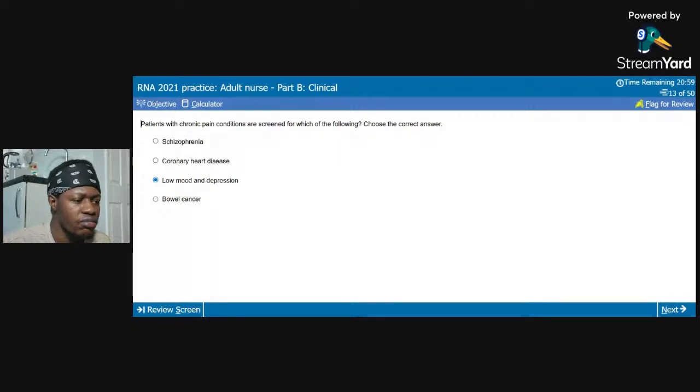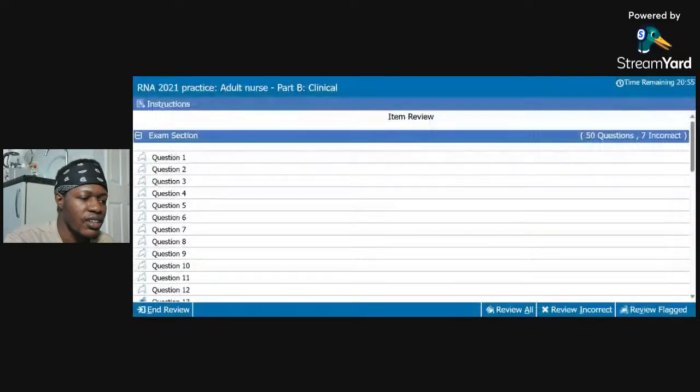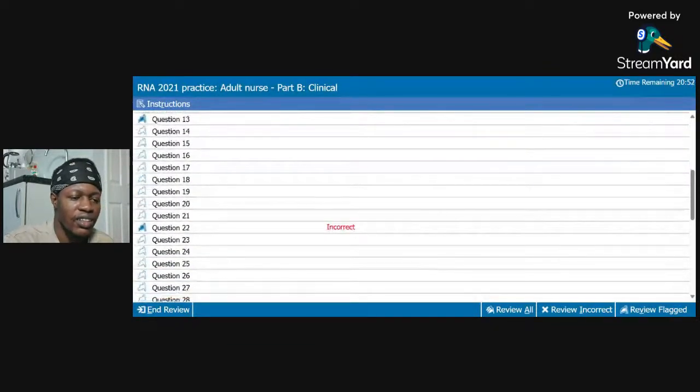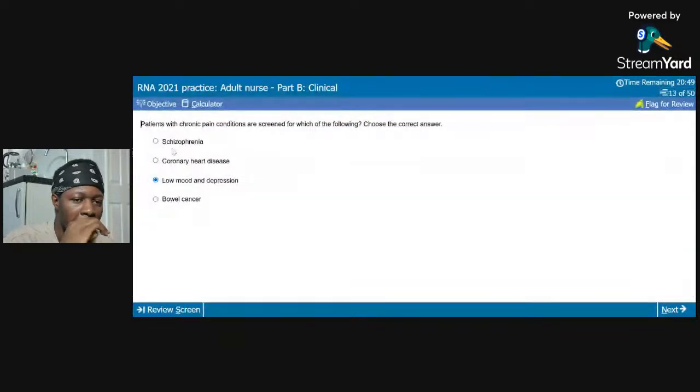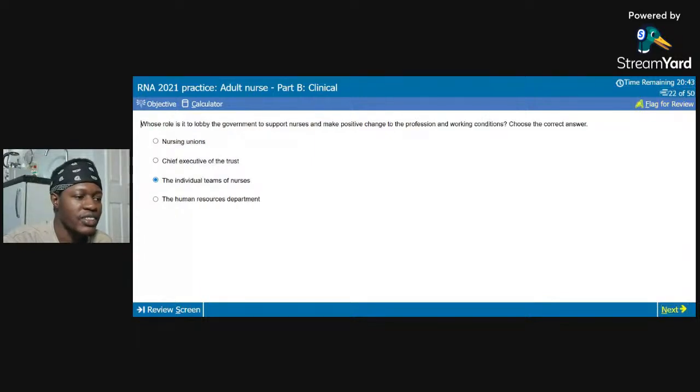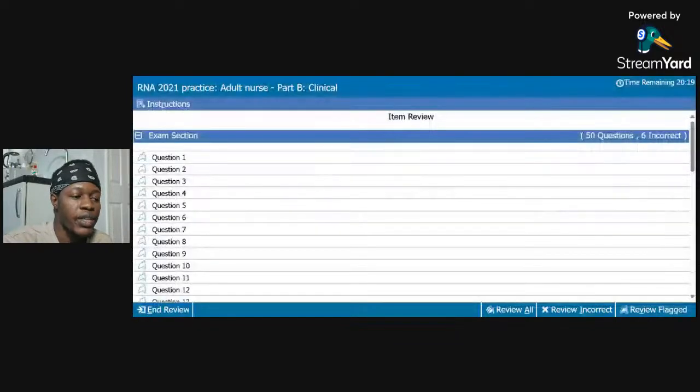Is 13 still incorrect? Okay. Question 22. What are you doing now? We've already. Okay, I didn't remove it. So that should be the nursing unions. So it is the responsibility of the nursing unions to lobby the government to support nurses and make positive changes to the profession and working conditions. Yeah, that is right.